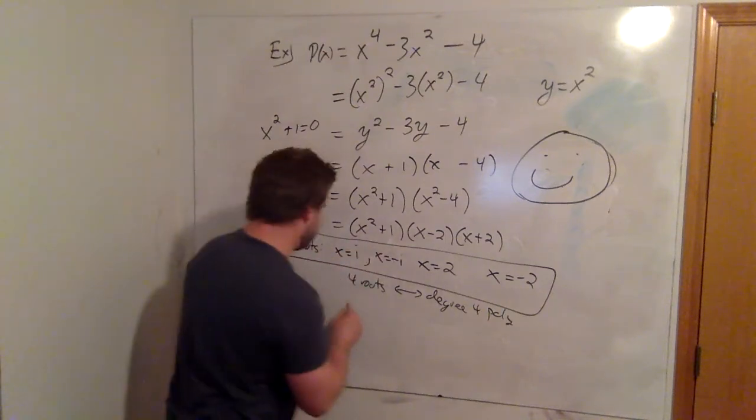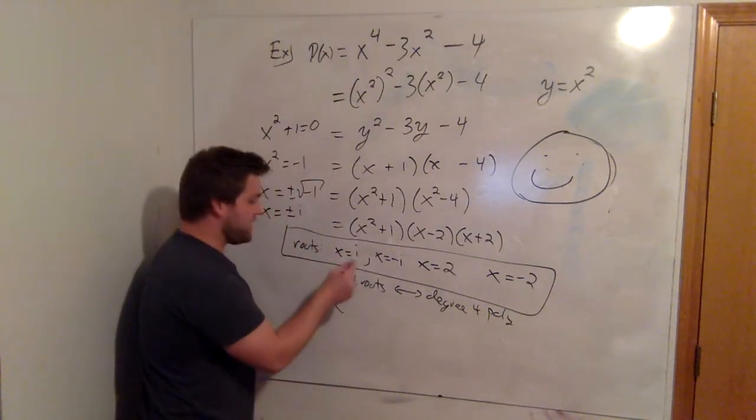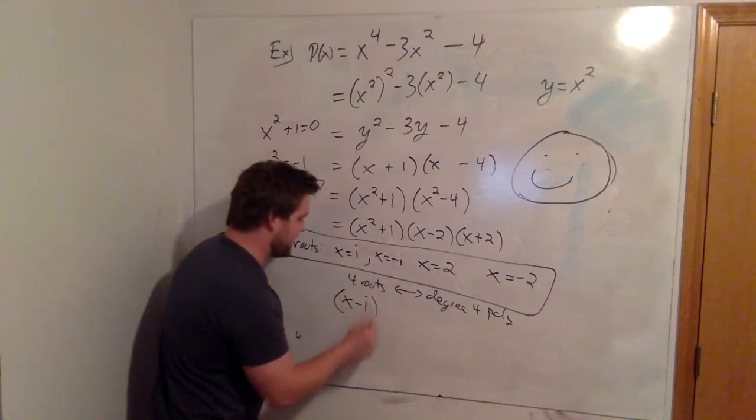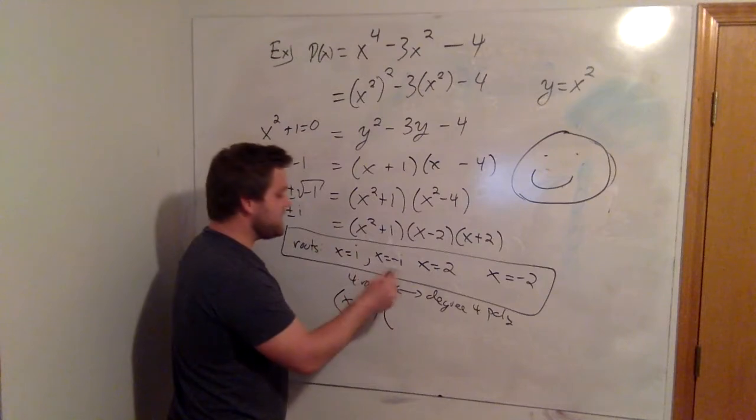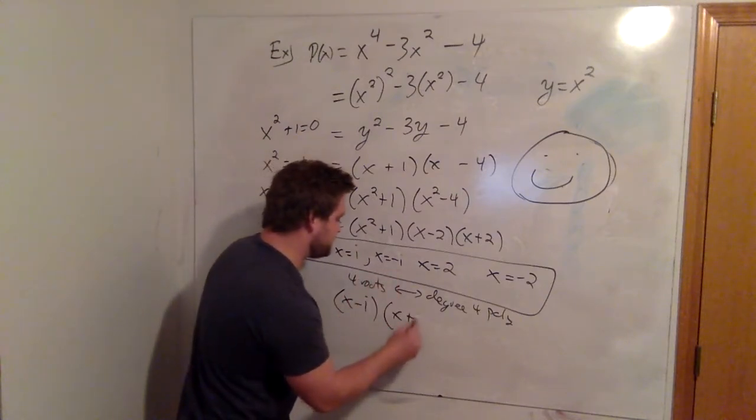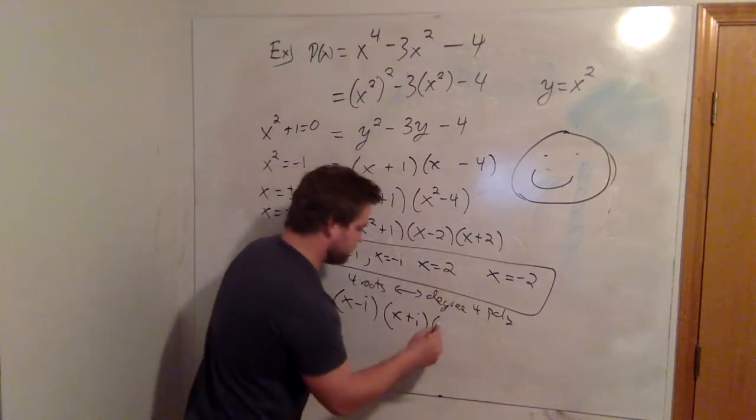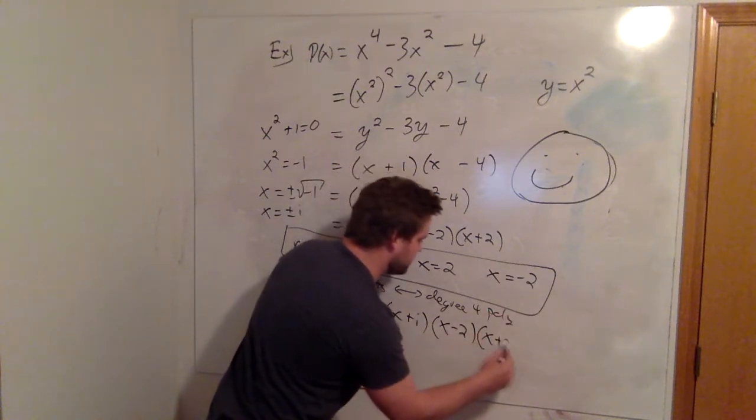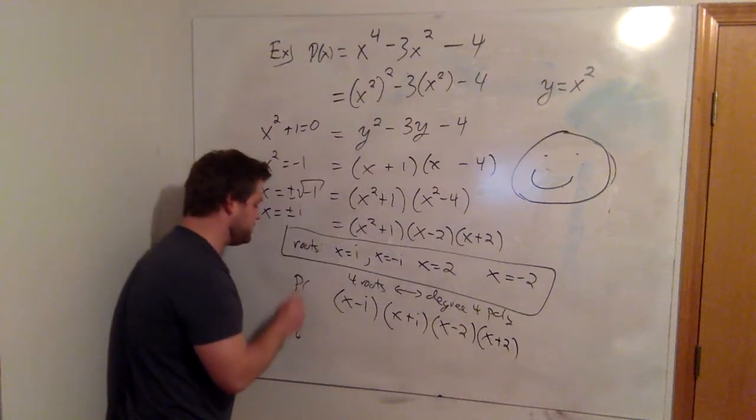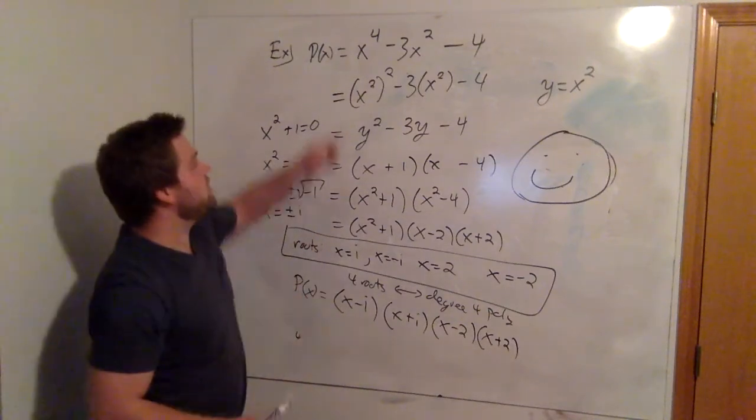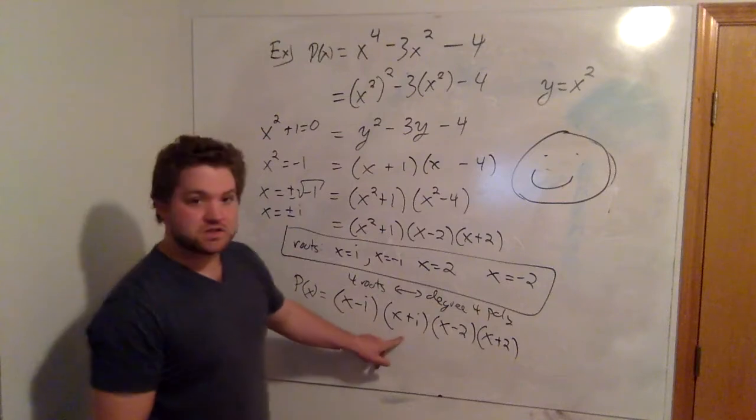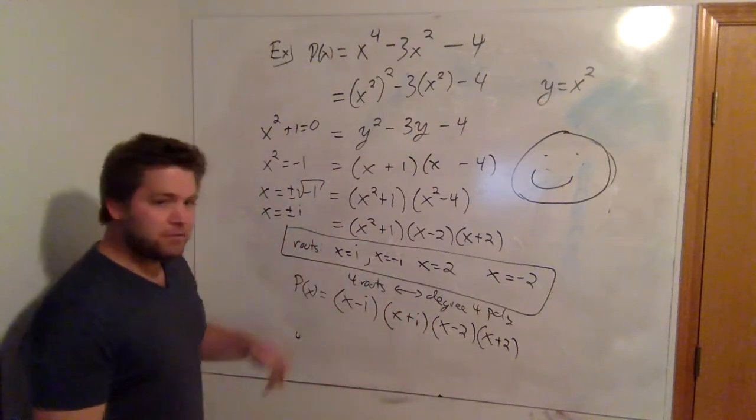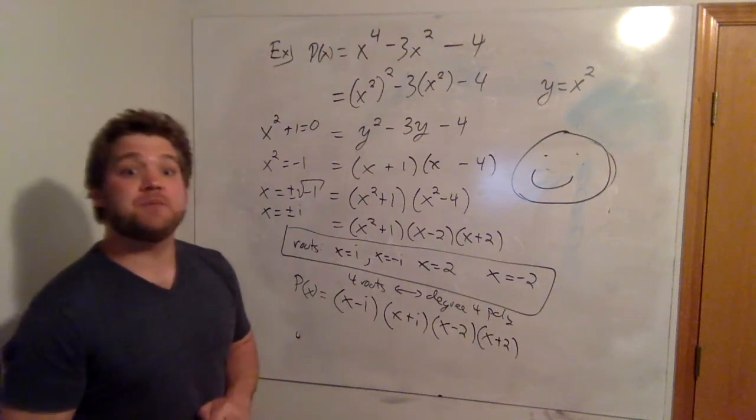Now, how is this going to factor? Well, if I have i as a root, x minus i would be a factor. Negative i is a root, so x plus i would be a factor. 2 is a root, so x minus 2 would be a factor. And negative 2 is a root, so x plus 2 would be a factor. So this polynomial p of x factors into 4 linear terms. It's a degree 4 polynomial with 4 roots, but some of them might be complex.